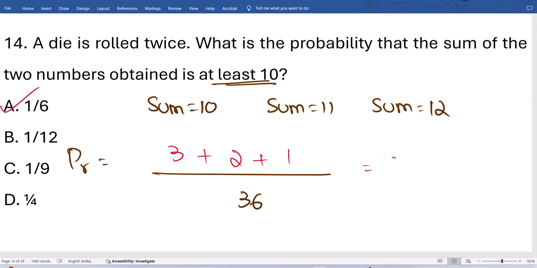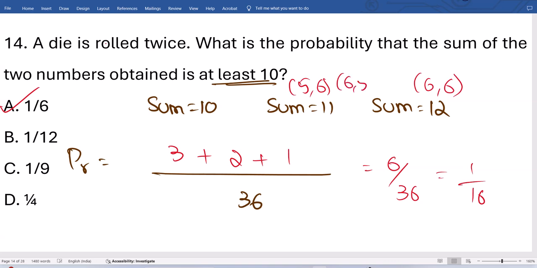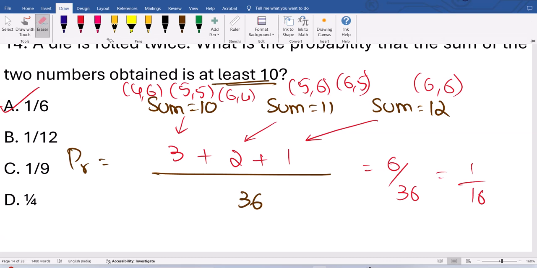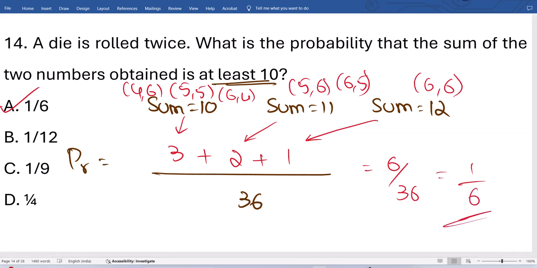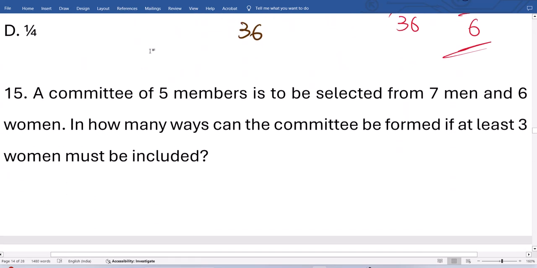Option A, 6 out of 36, 1 by 6. I believe you know for sum 12, 6 and 6 only is the chance. Right? For 11, 5,6 and 6,5. For 10, 4,6, 5,5, 6,4. So 6 out of 36, that is 1 by 6. Somewhere I wrote it wrong. 1 out of 6. Right? So this is a dice probability related question.